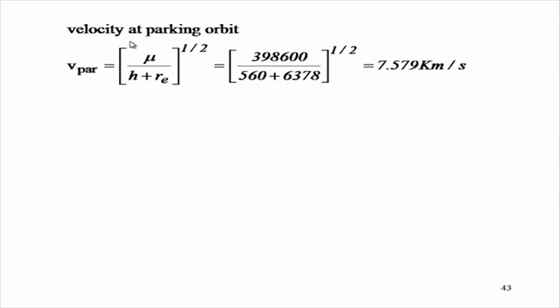So, velocity at the parking orbit is root of mu by h plus re, that is the orbital height plus the radius of the earth. In this case, orbital height is 560 kilometer, radius of the earth we just assume 6378, and the mu value is known. So, it comes out to be roughly 7.6 kilometer per second. Do not worry about the numbers after the decimal in your calculator, there may be some small error here and there, but it is roughly about 7.5 kilometer per second. That is at the circular parking orbit at 560 kilometer orbital height.